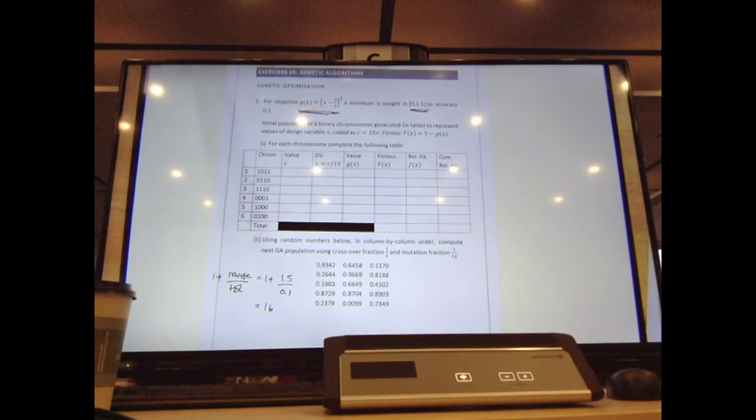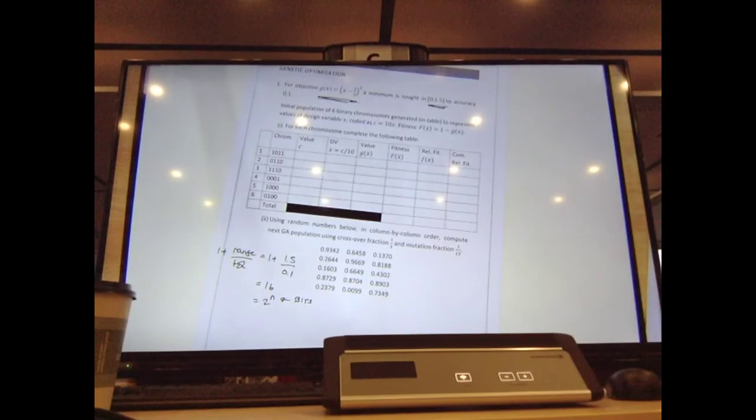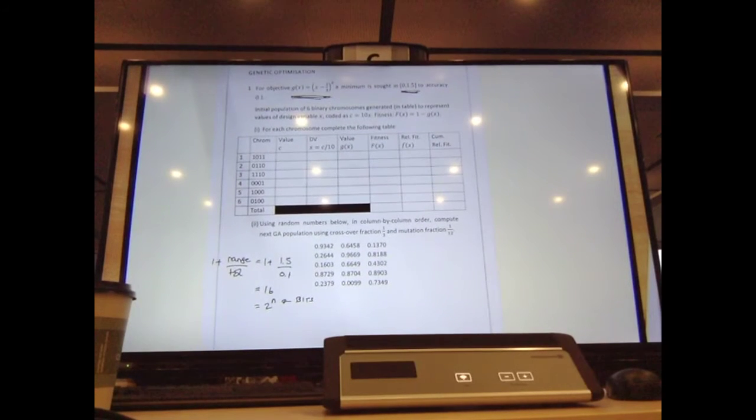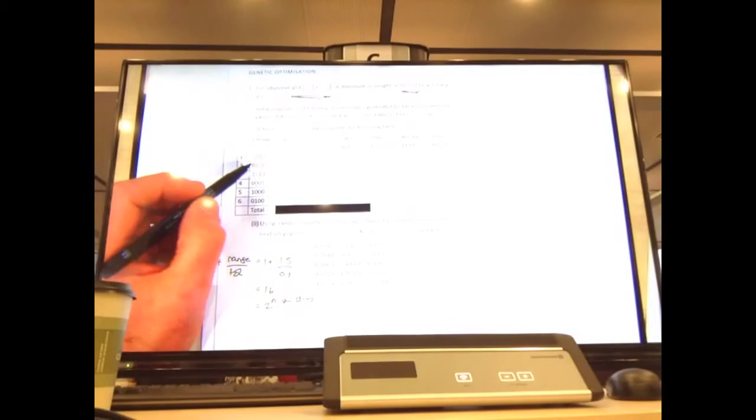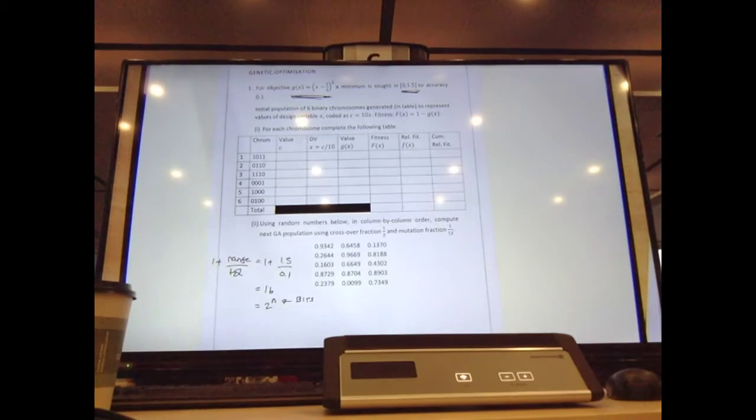And this is where you count bits, because that has to equal 2 to the n, where n is the number of bits, because each bit, of course, can have a 0 or a 1 as its value. So 2 to the 4 is 16. And so these chromosomes, which clearly have 4 bits, will give you the required accuracy. So that's always the first step in a GA.